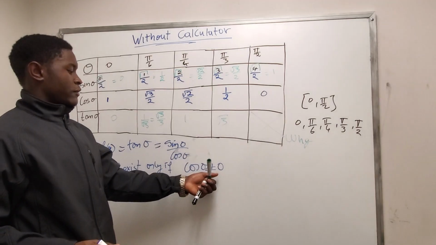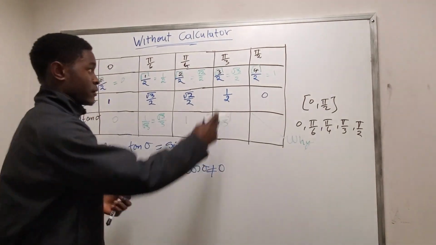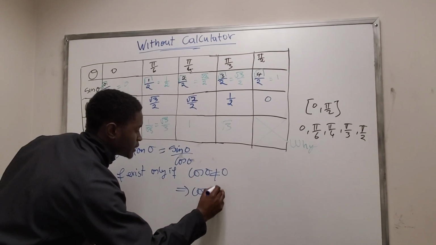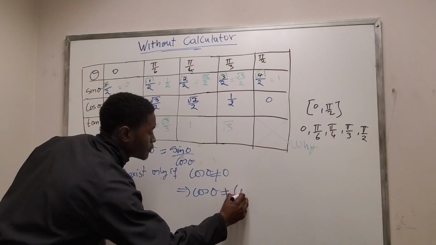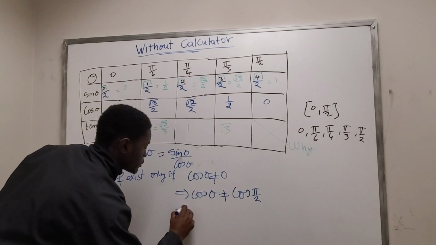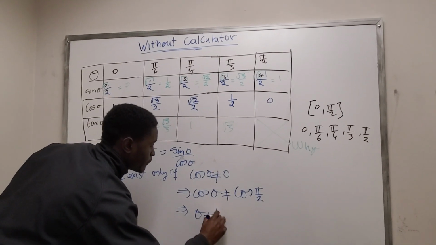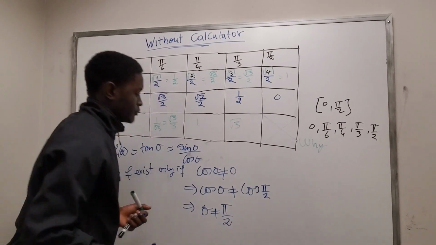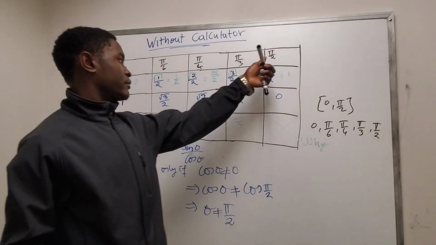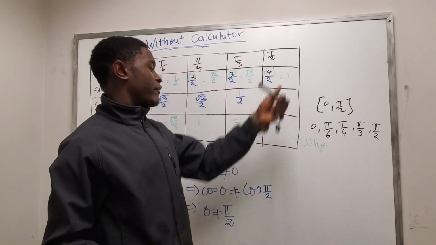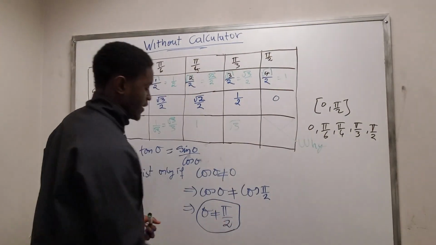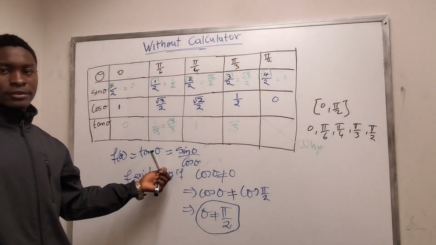Which value of theta makes cosine equal to 0? It's pi over 2. This implies that cosine theta is different from cosine pi over 2, which also implies that theta is different from pi over 2. It's why the value of tangent when theta equals pi over 2 does not exist, because this is a vertical asymptote of this function.